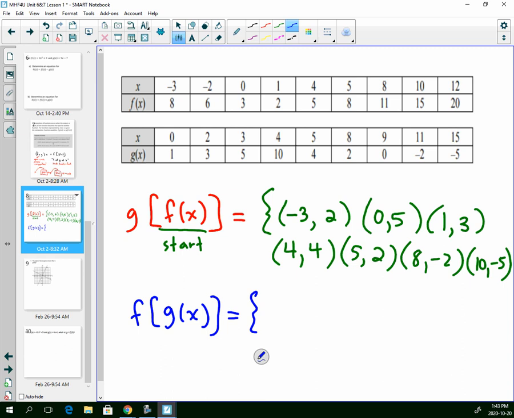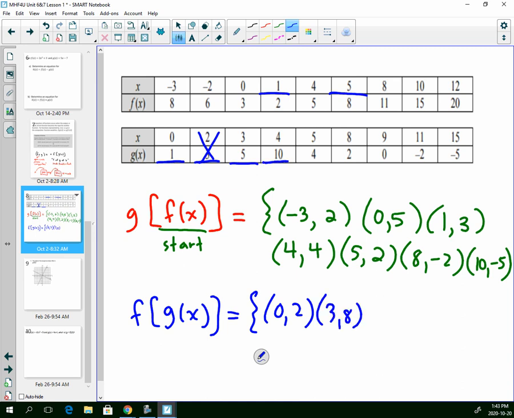So starting with the first point, 0, output is 1. Looking for a 1. There it is. Output is 2. So there's my first point, starting with 0, ending in 2. The next point is 2, 3. I don't see a 3. Can't use that. The next point is 3, 5. I see a 5. So starting with 3, ending in 8.